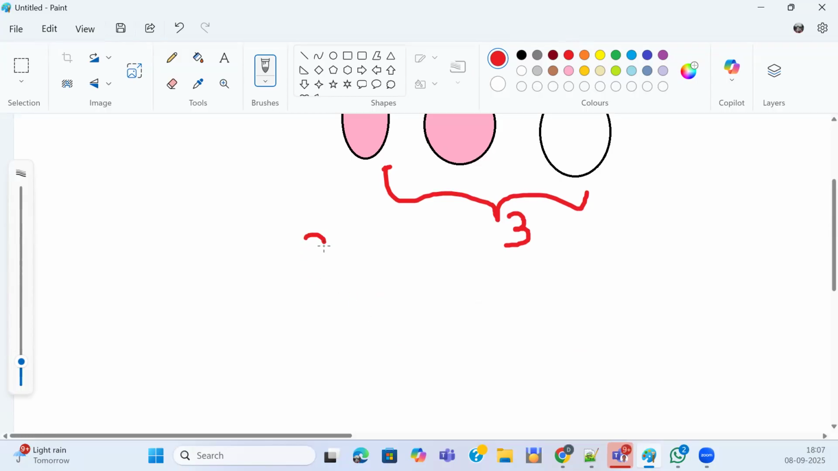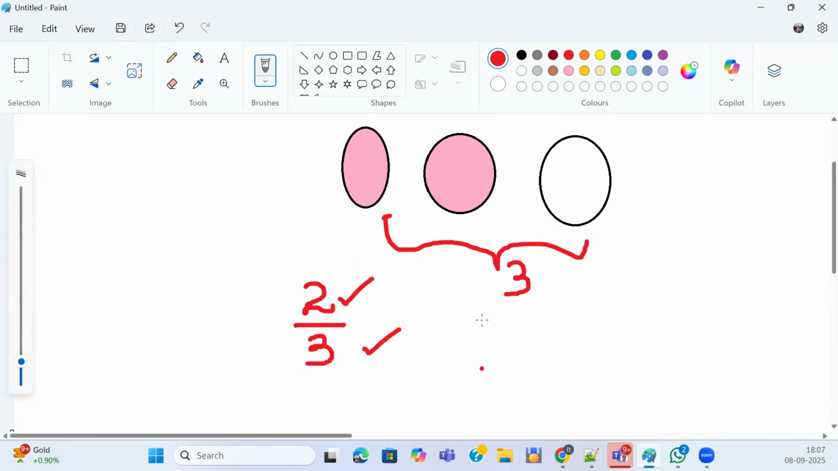How do I represent this as a fraction? You might be knowing this as a fraction. How do I write this? 2 by 3, or 2:3. Right. We'll come to that, Akshara. So that is called 2 by 3. What exactly are we doing here? We are comparing. Total I have 3, out of which two are colored in pink. How many are not colored? Only one is not colored, right?